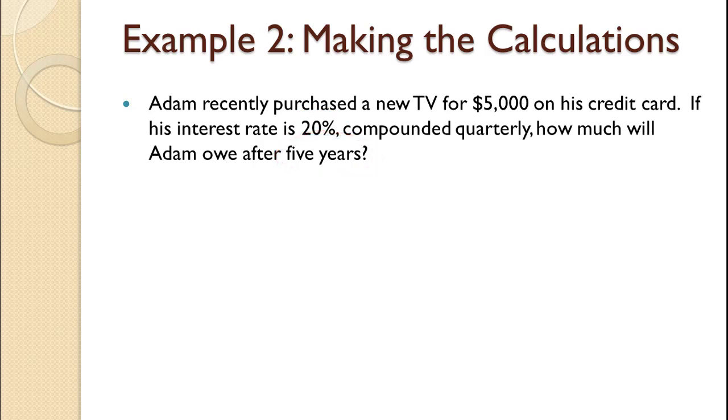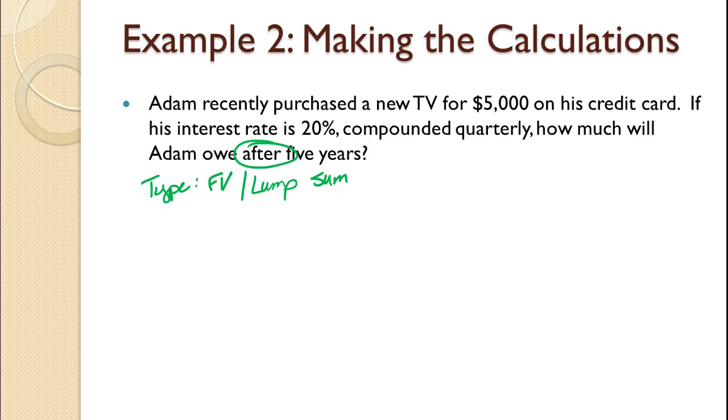So we said this is a future value problem because we want to know what he's going to owe after 5 years. It's also a lump sum because it's only a one-time payment. He's not making a series of payments. It's just a one-time purchase and a one-time payoff that we're looking to figure out right now.